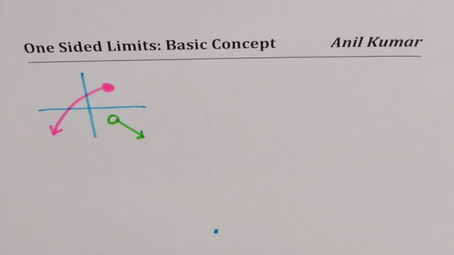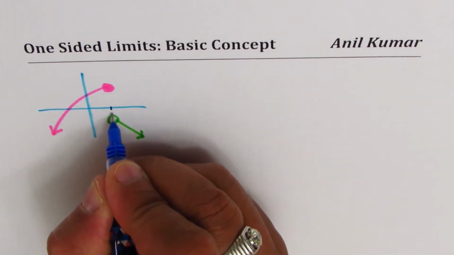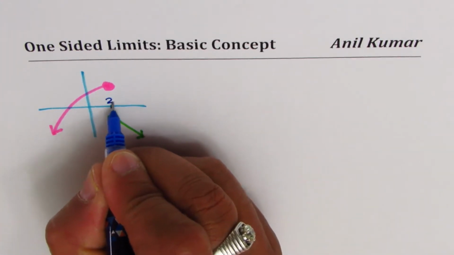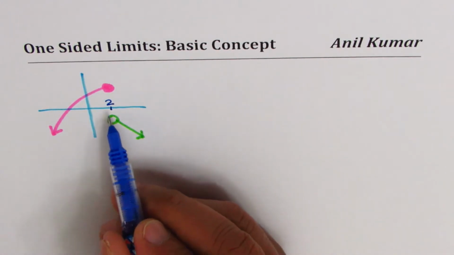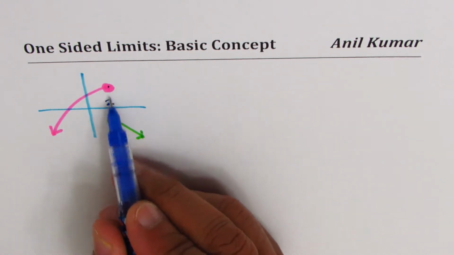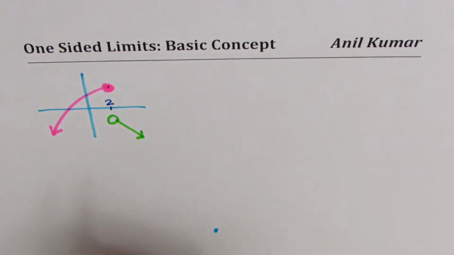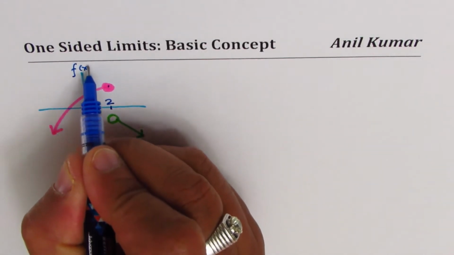So I've sketched a function which seems to be of two different pieces, and at some value on the x-axis, let's say this value is 2, we find that there's a break, there's a jump discontinuity. We'll call this function f of x.